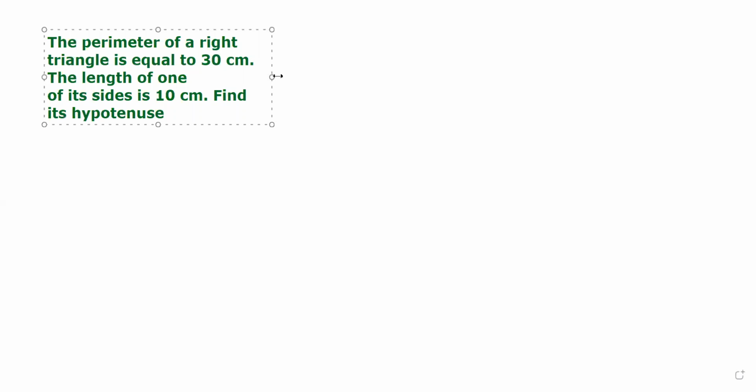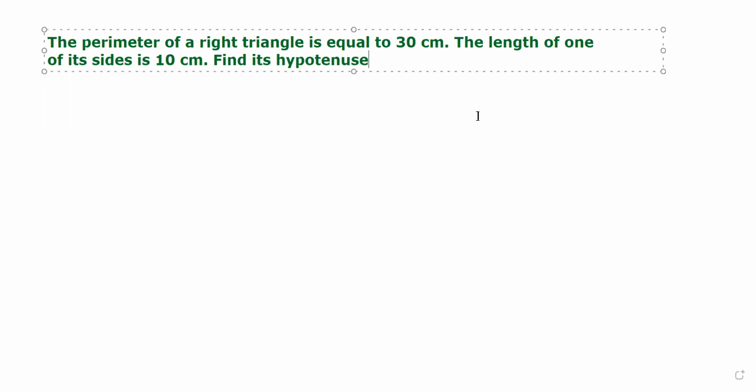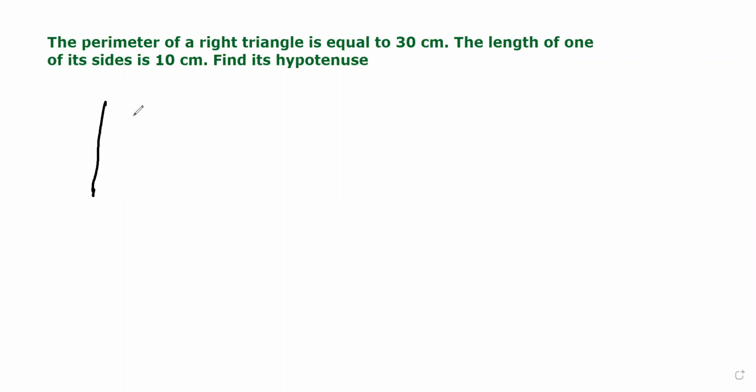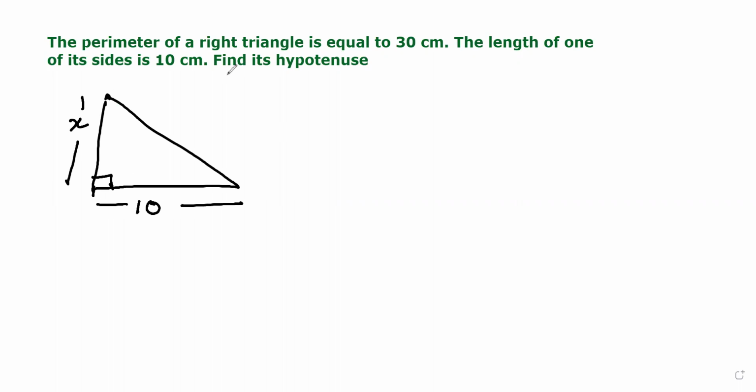Okay. So the perimeter of a right triangle is equal to 30 centimeters. The length of one of its sides is 10. Find its hypotenuse. So it's obvious, isn't it? It's obvious that the hypotenuse is not 10 because you have to find the hypotenuse. If I'm going to draw a right angle triangle and if I mark this leg as x, the other leg will be 10. That's what I've given, isn't it? So out of the three sides, it's apparent that hypotenuse is the unknown.